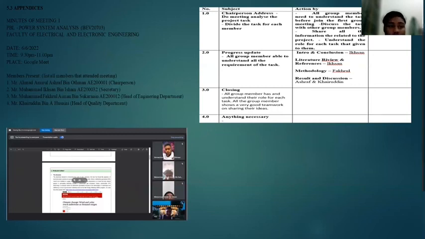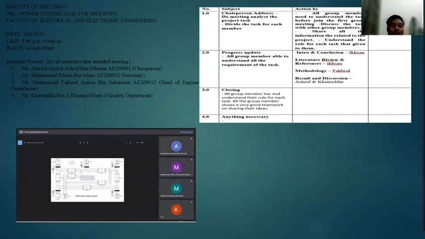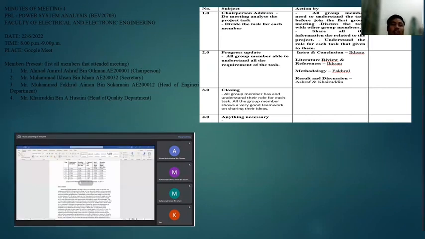So for 5.3 appendices, for minutes of meeting 1, we used Google Meet as the meeting platform. For minutes of meeting 2, we used WhatsApp as the meeting platform. For minutes of meeting 3, we used Google Meet also as the meeting platform. And lastly, for minutes of meeting 4, we also used Google Meet as the meeting platform.